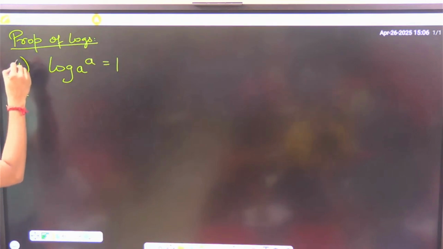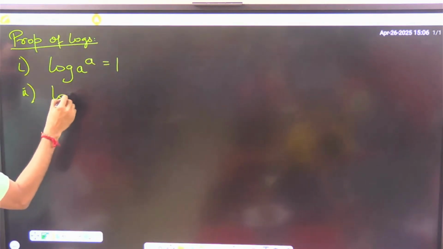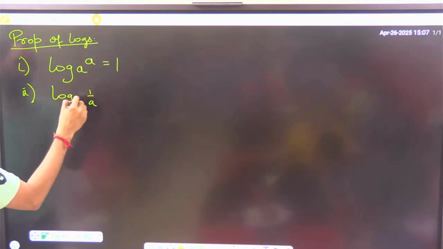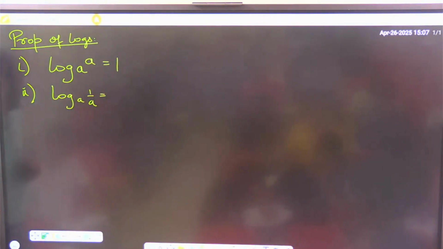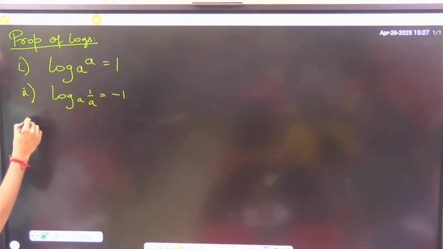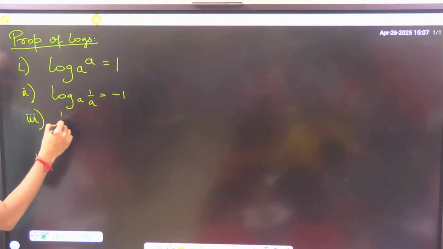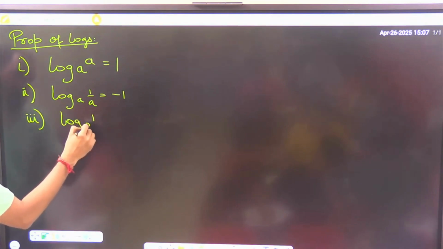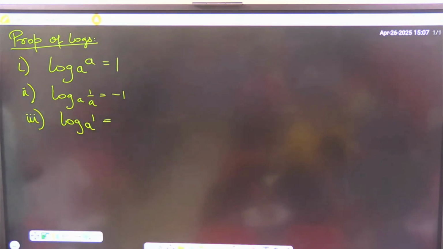Similarly, this would be minus 1. Log of a number and its reciprocal is always minus 1. Log of the number 1 to any base a, 0.